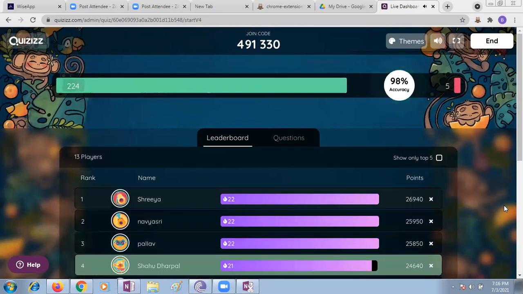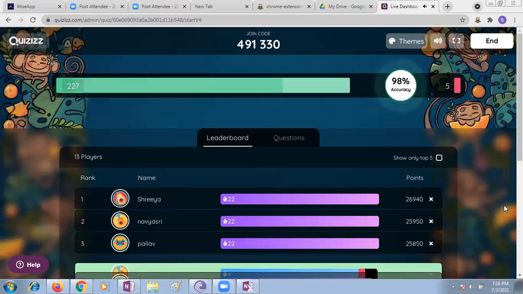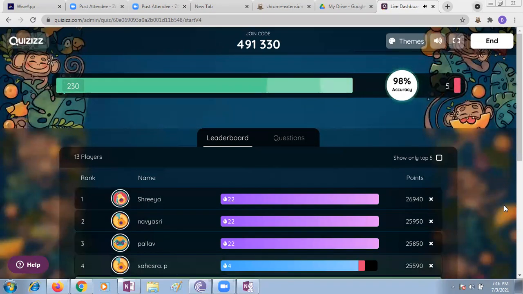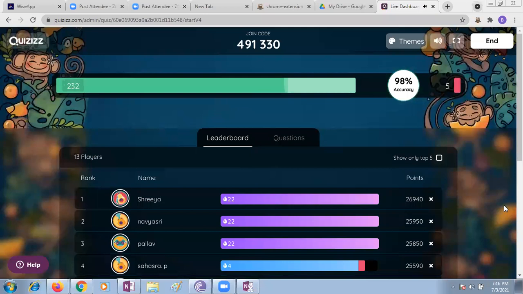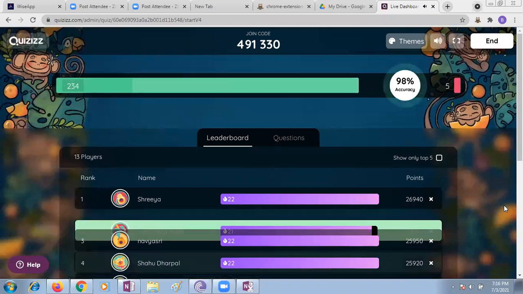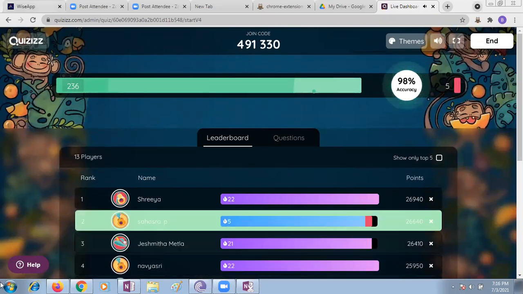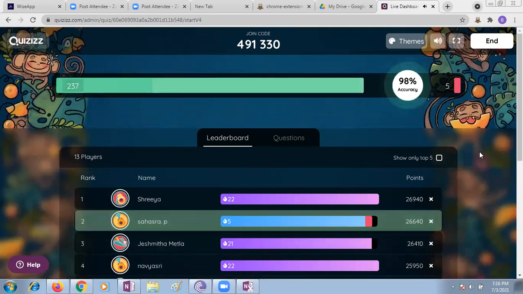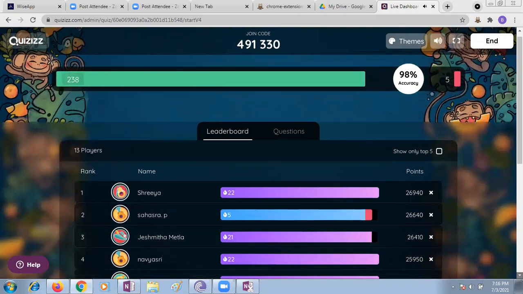Ma'am, suddenly my computer is stuck. Again it's showing that reconnecting is required. Now it's loading for me. Yeah, ma'am, I'm done with the quiz.